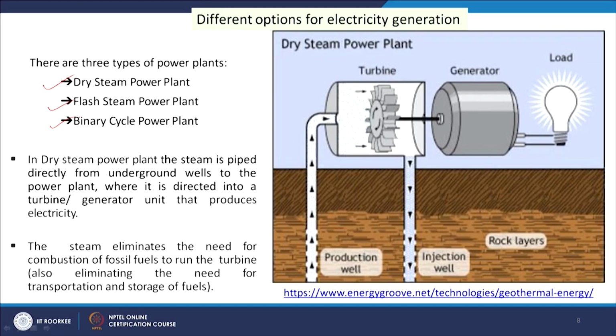So, what is the dry steam power plant? In this case the temperature is very high here. Steam is produced directly, water is converted to steam under the earth, and then it is directly sent to the turbine, and then the condensed steam, in terms of condensed water, is sent to the well again through the injection well, and we can get electricity with the use of the generator with the turbine. So, this is the dry steam power plant. The temperature requirement is very high.